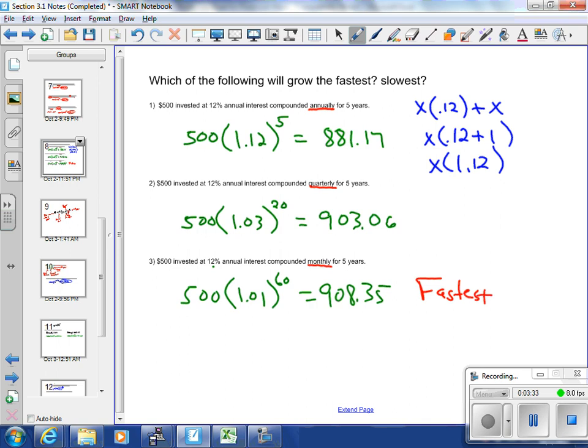So we'll see that the more we compound, the faster it will grow. The fastest growth would be the monthly compounded. The slowest one was the one that we compound the least number of times for the year, which is annually. So that's our slowest. Now there are other compounding periods. We can do daily, we can do hourly, we can do weekly, whatever it may be. We just have to divide the percentage rate by the appropriate number.